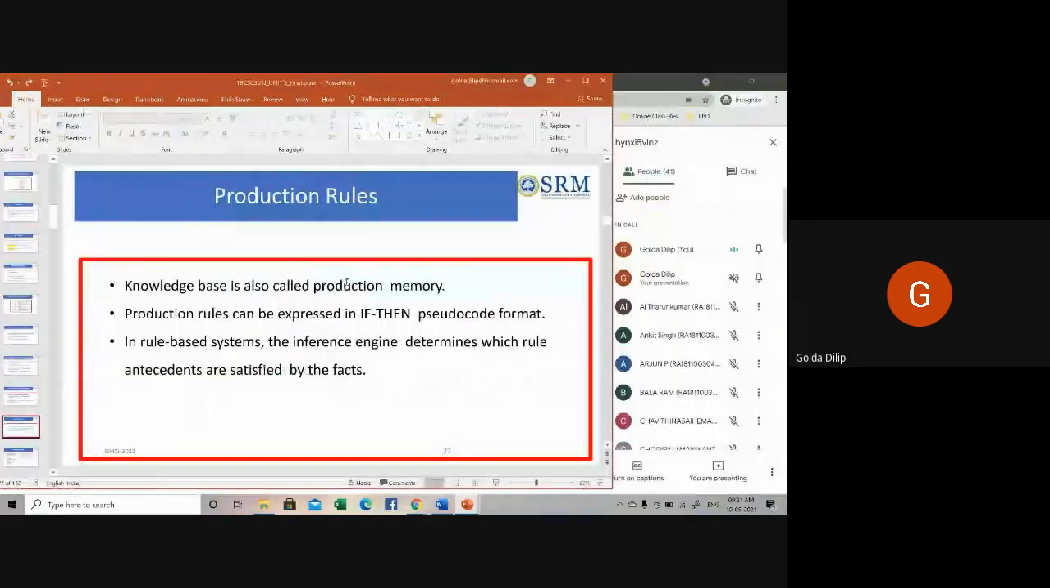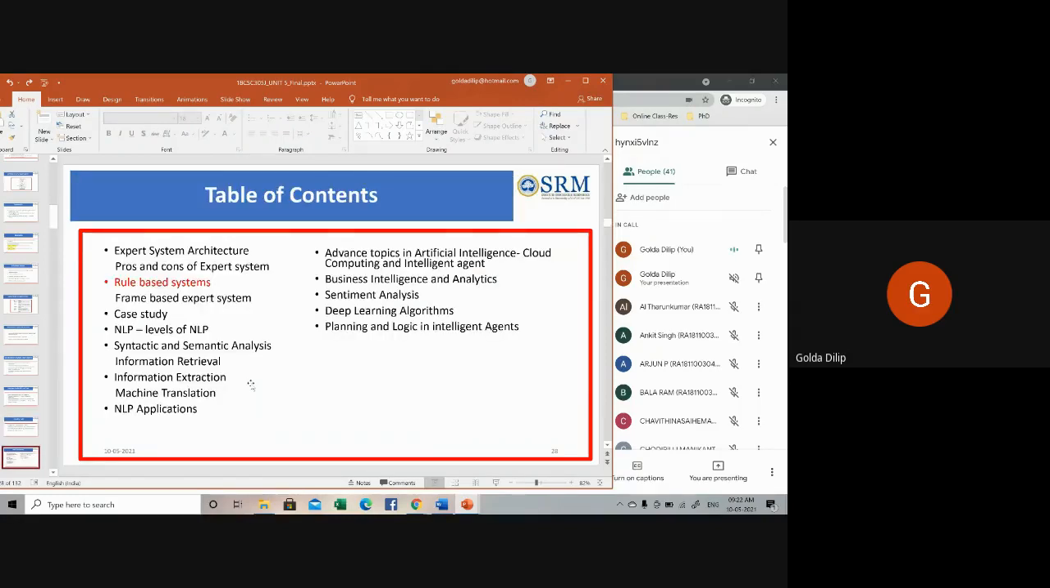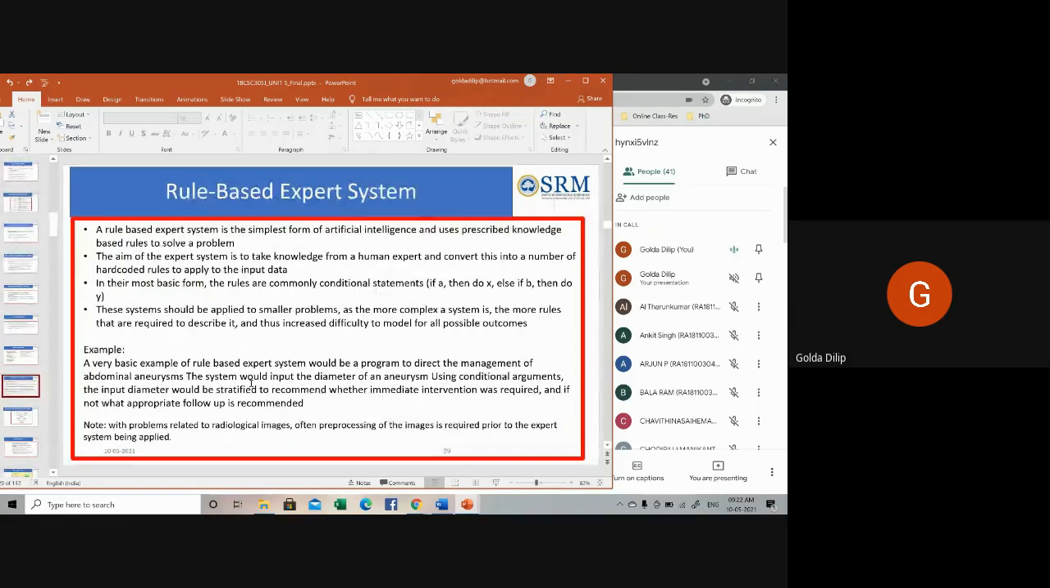As a part of expert systems, we have the same thing. The knowledge base is also called production memory. Production rules are expressed in the form of if-then pseudo format. In a rule-based system, the inference engine will determine which rule antecedents are satisfied by the facts. Now coming to the types of expert system, we'll look at what is called the rule-based system.